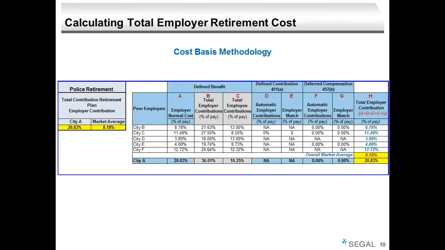If there was defined contribution or deferred contribution costs, we would total those costs in column H. So you would go across the row, come up with the total employer costs as a percent of pay for all types of benefits, calculate the average. You'll see that it's 8.18% there, and the total employer cost for City A, which is our baseline city, is this 20.83%.